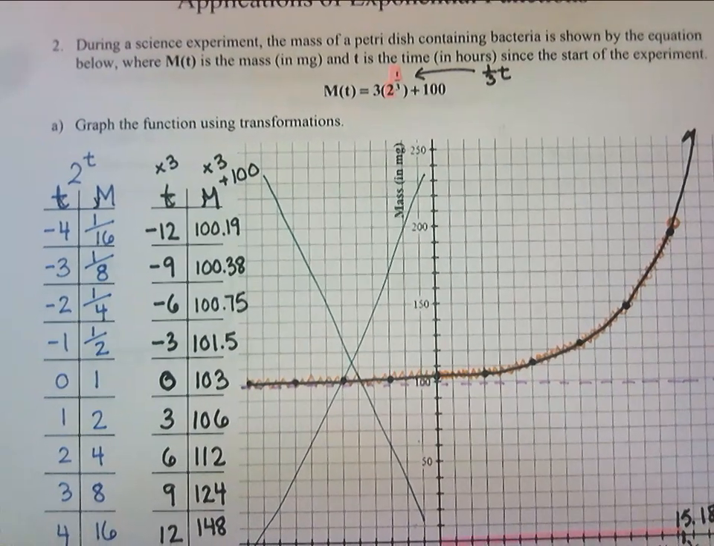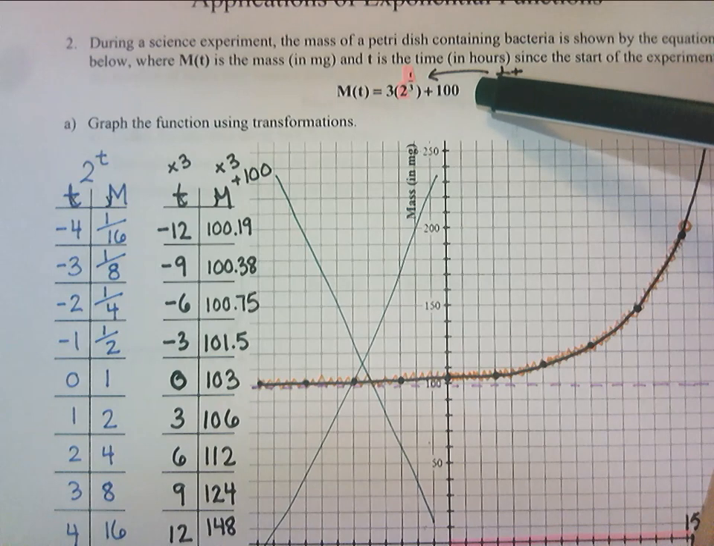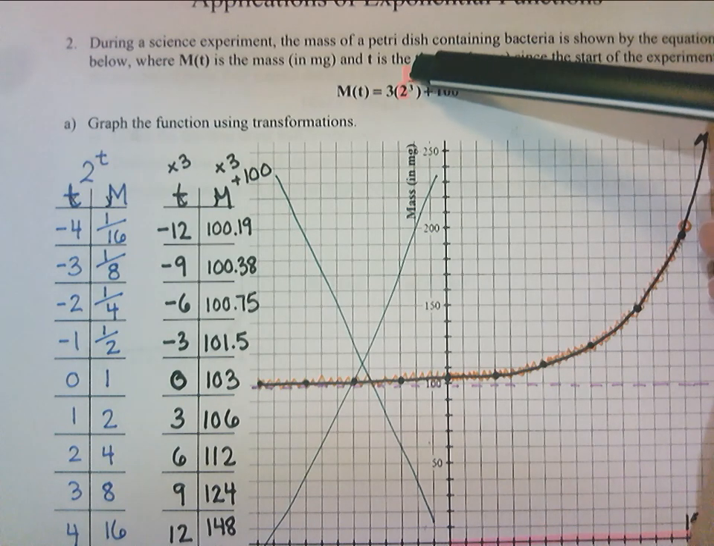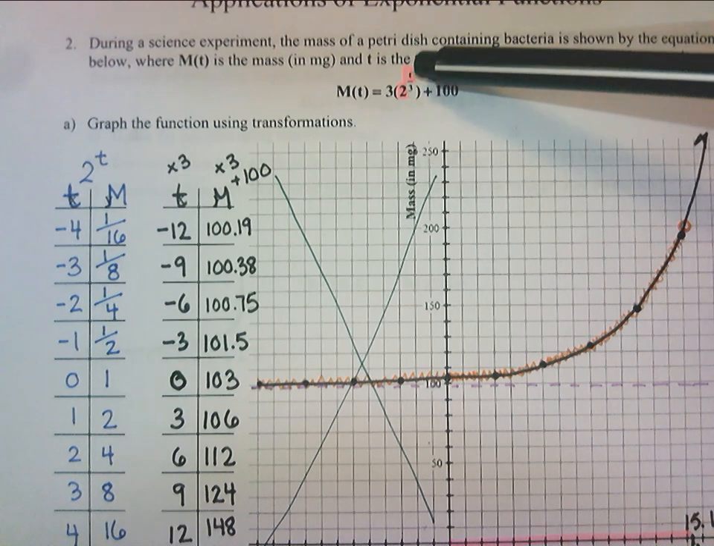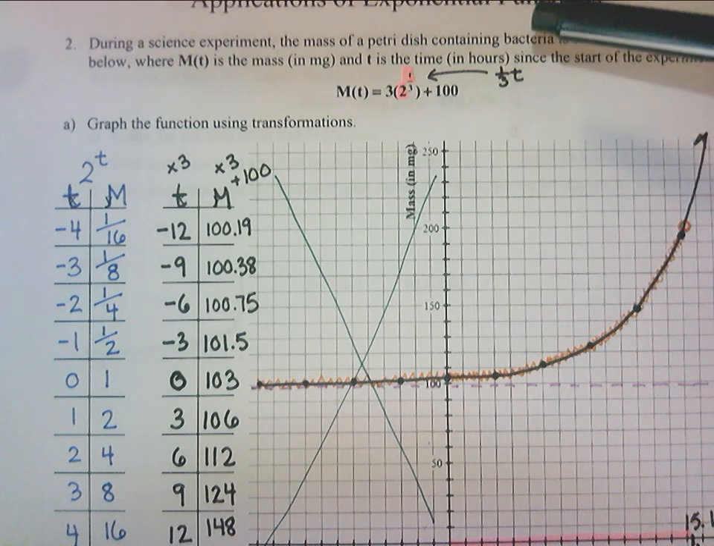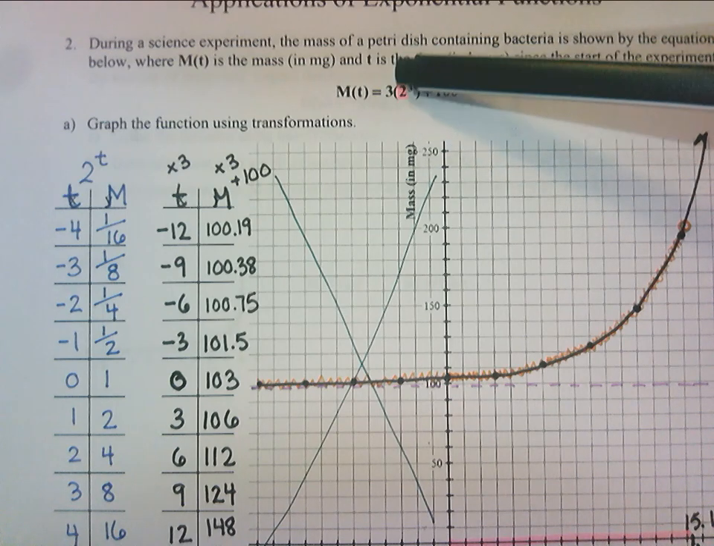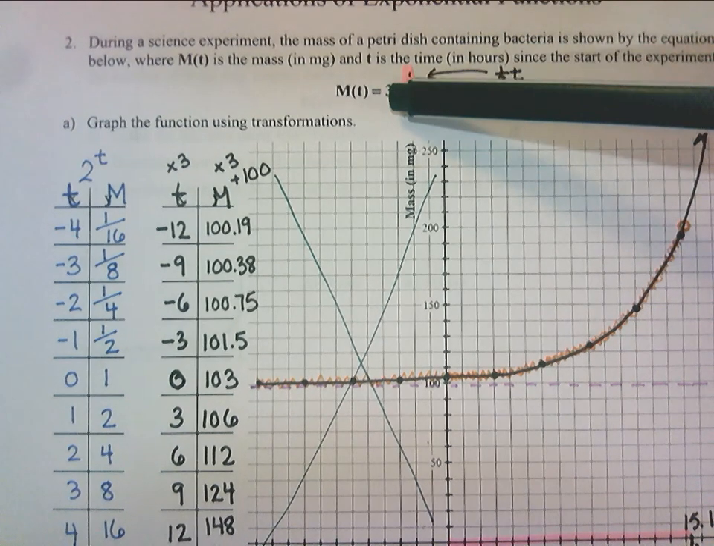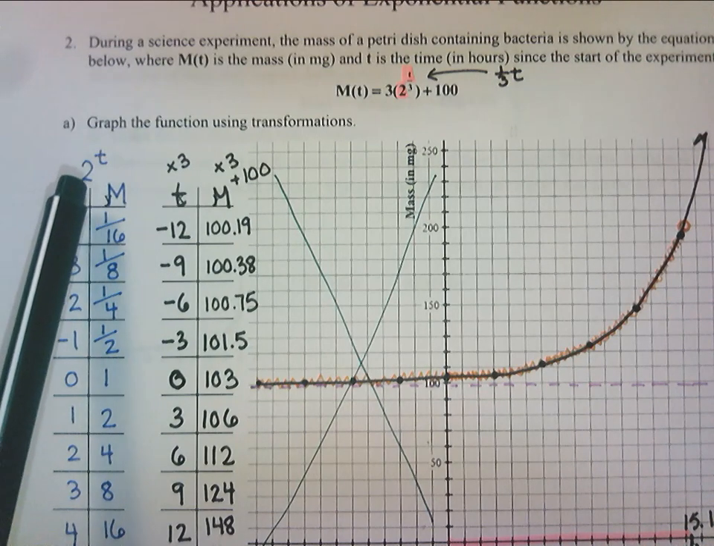So when I'm looking for the base function, I look for anything that is not a number. The only thing here that's not a number is that t, but that t is in an exponent. And an exponent can't exist by itself. It needs to have a base. So the base that would be attached to it is 2. So this is 2^t. That's what I chose as my base function.